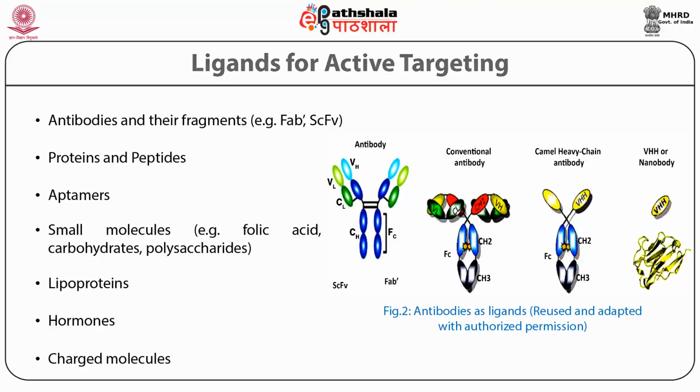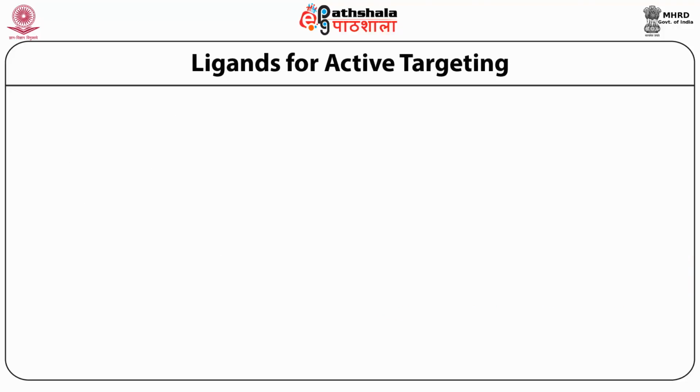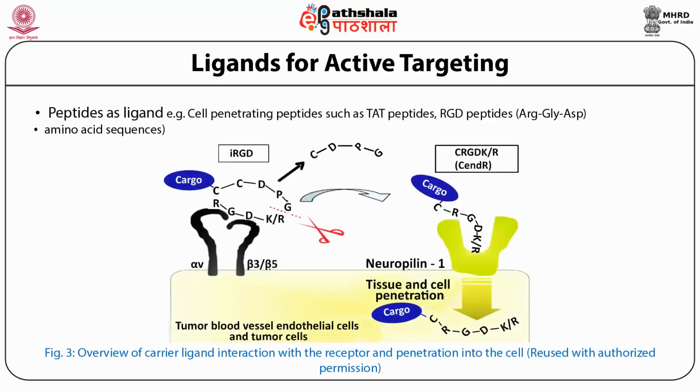In this slide, we described peptides as ligands for active drug targeting. Examples of peptides are cell-penetrating peptides such as TAT peptides and RGD peptides, which have the amino acid sequence of arginine, glycine and aspartate.